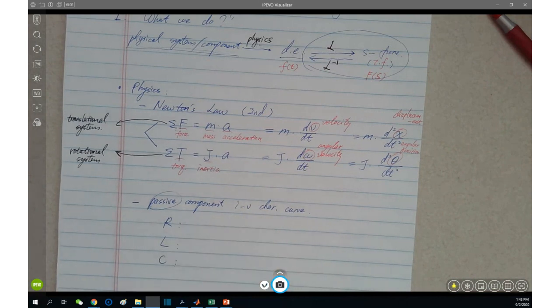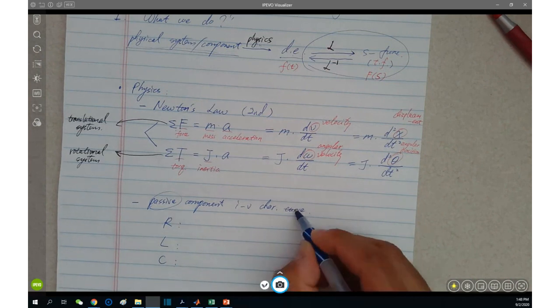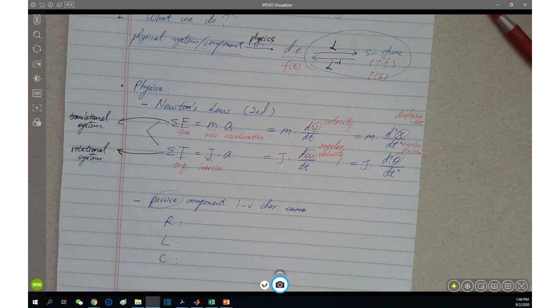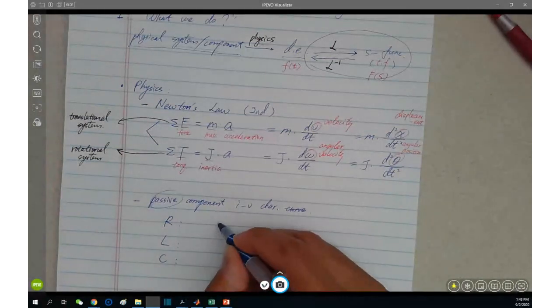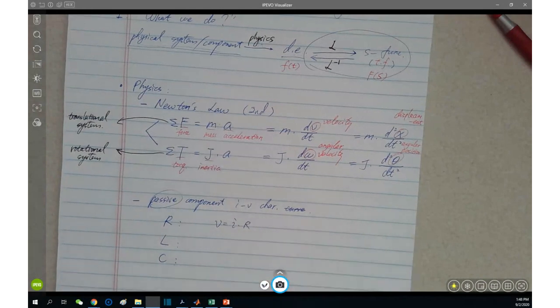What are the physics principles for them? Nothing but the IV curve, or say IV characteristic curve. Of course, here we don't have to really plot it, but mathematically, the equations are the differential equations we can use to describe the behavior of these passive components. To R, it is what? It's very simple. It's just Ohm's law, right? It's just Ohm's law.